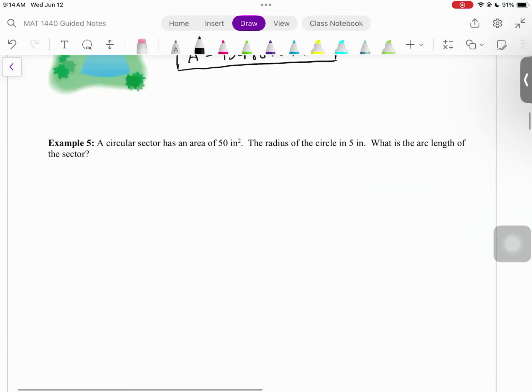A circular sector has an area of 50 inches squared. The radius of the circle is 5 inches. What's the arc length of the sector? So we are dealing with a portion of a circle, which again, I'm not going to get into how accurate this figure is, but just to illustrate the information being provided. So we have a sector whose area is 50 inches squared. We know that the radius is 5 inches. What we're trying to figure out is that arc length.